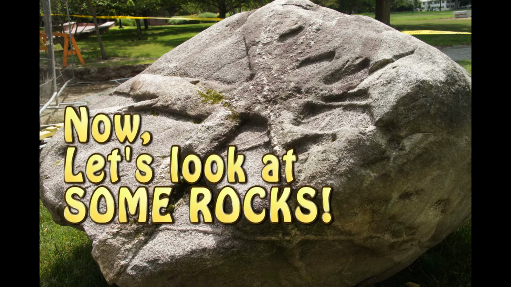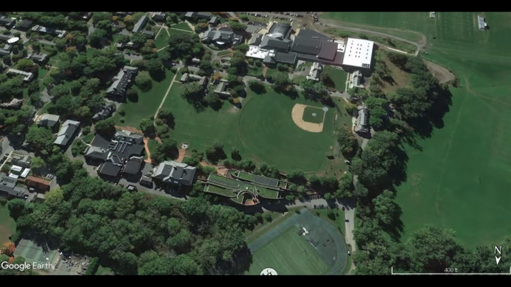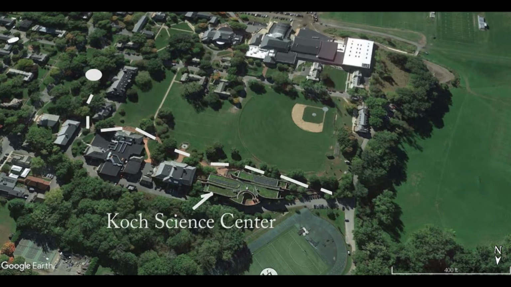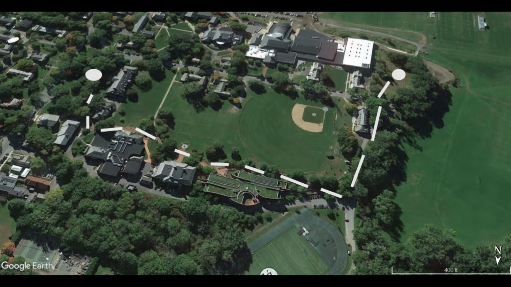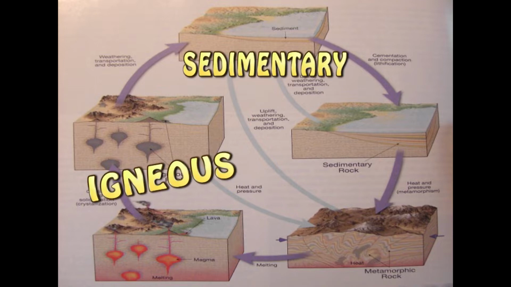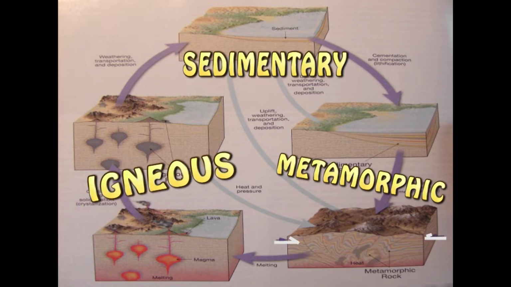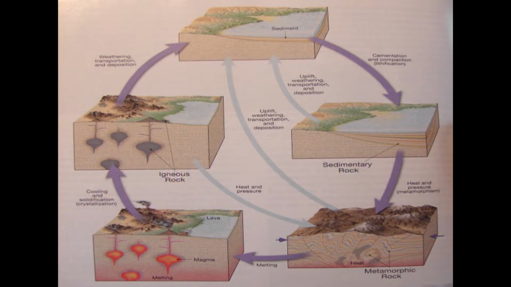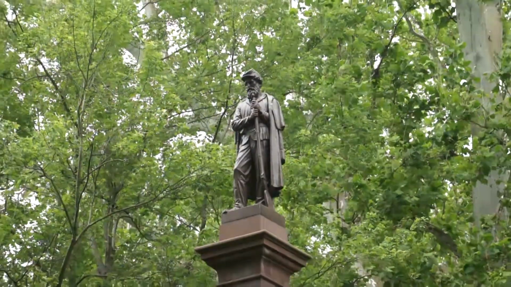We'll start at the Civil War Monument and then make our way towards the Koch Science Center. And then we'll follow the path and road to the old cemetery. Rocks form in only three ways: by igneous, sedimentary, or metamorphic processes. And we will find great examples of all three types in our Deerfield exploration.